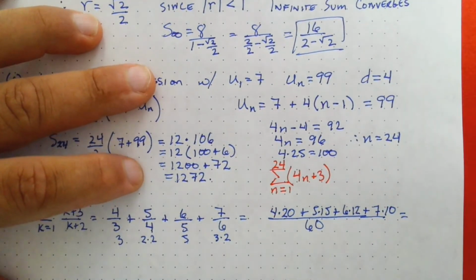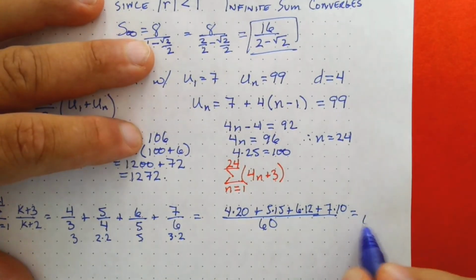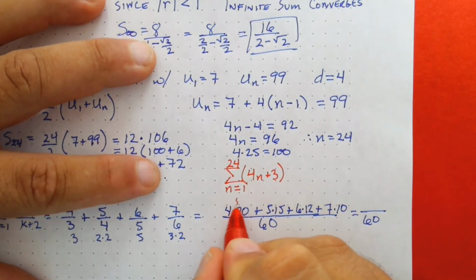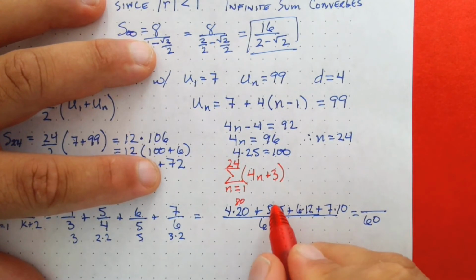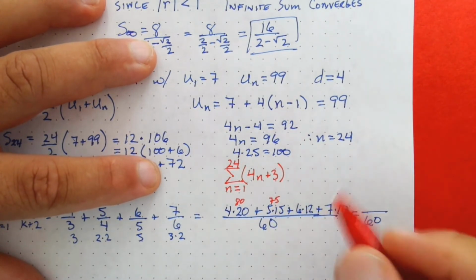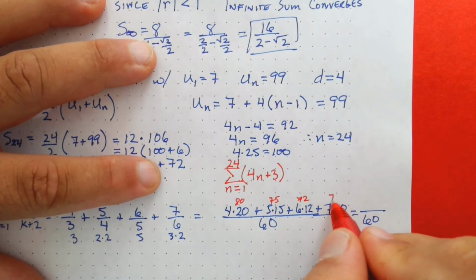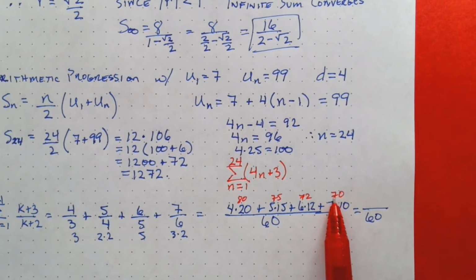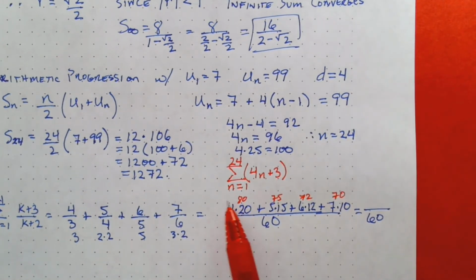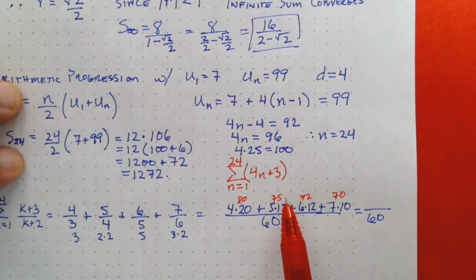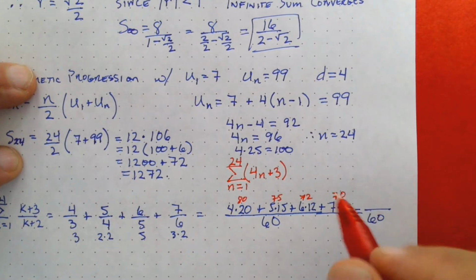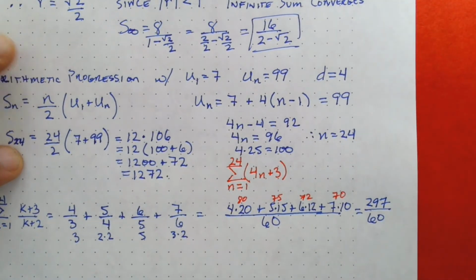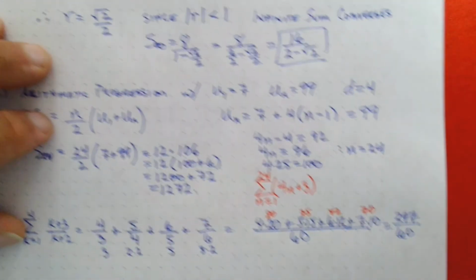Right? And if I go through and do all of those summations, I have 60 in my denominator, right? And I would have, for 4 and 20, that's 80. For 5 and 15, that's 75. 6 and 12, that's 72. 7 and 10, that's 70. So really I have 70 plus 72 is 142, plus 75 is 217, plus 80, so this would give me 297 over 60. And that's a way that we could do our mathematics without a calculator.